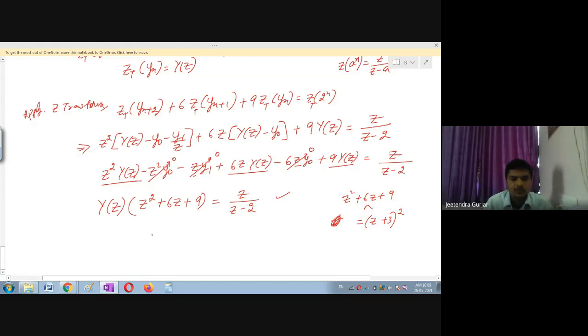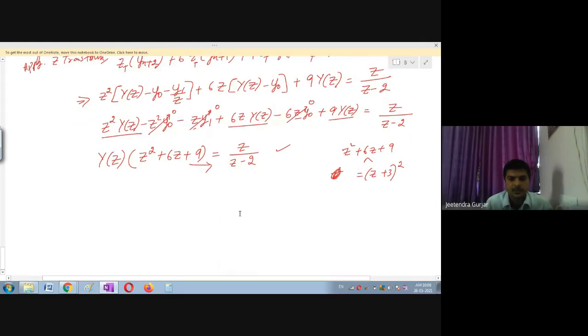So okay, so now I will take this term to the numerator. When I take it from the right hand side to the left hand side, you can see this is going to come in the numerator. So therefore this is going to become Y of z is equal to z divided by z minus 2 into z plus 3 the whole square, students. I think everyone got the same answer.